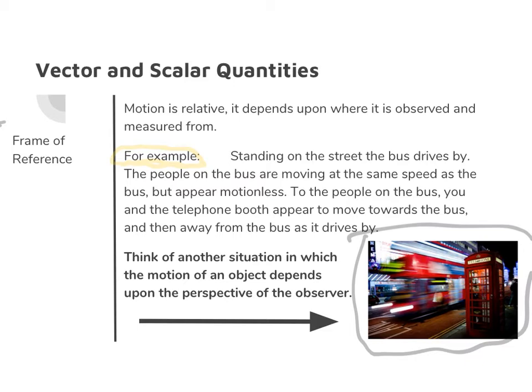So right now I'd like you to pause the video for a moment, and we'll be doing these pauses throughout the video. You'll notice that the notes are in the Cornell note format, so this should be on the left side of your notebook. I'd like you to think of another situation in which the motion of an object depends upon the perspective of the observer. Like our bus situation, think of something else and write it on the right side of your notebook, and I'll give you a few moments for that. Okay, so frame of reference.